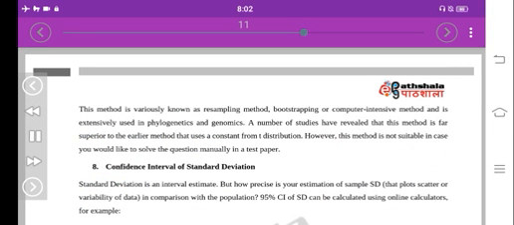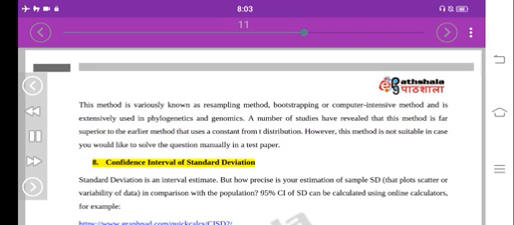This method is variously known as resampling method, bootstrapping, or computer-intensive method, and is extensively used in phylogenetics and genomics. A number of studies have revealed that this method is far superior to the earlier method that uses a constant from t-distribution. However, this method is not suitable in case you would like to solve the question manually in a test paper. 8. Confidence interval of standard deviation.